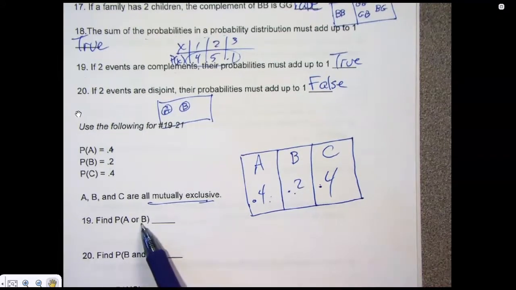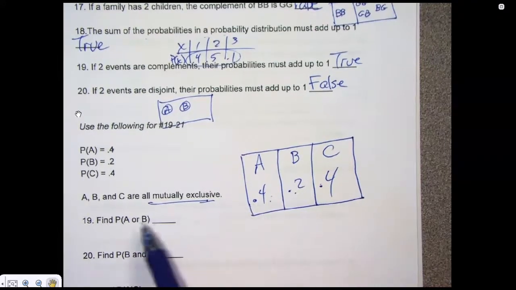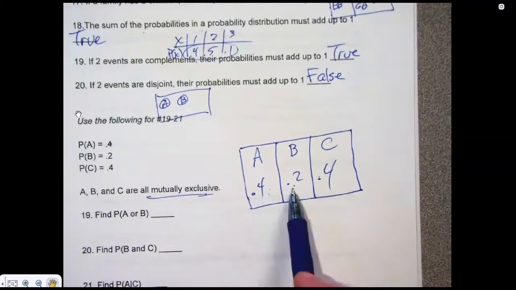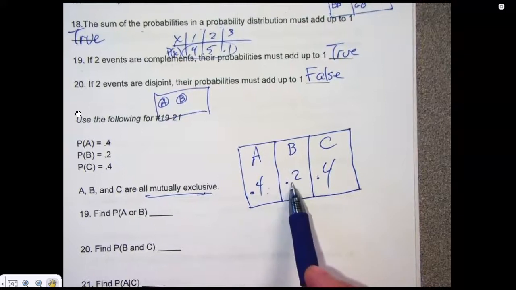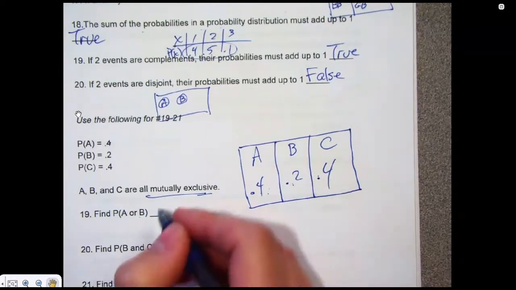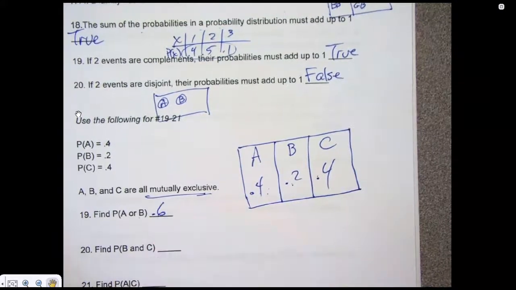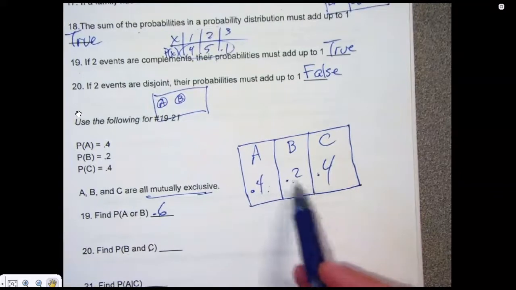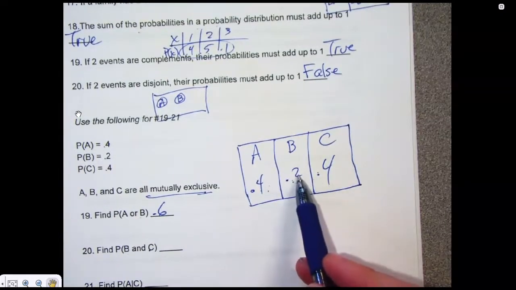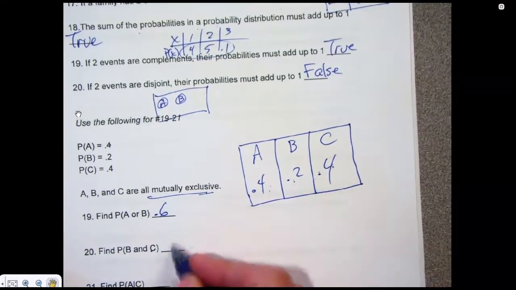So the probability of A or B, so when you're doing OR, you have to add up the two events and then subtract the overlap. So adding these two events will get 0.6, and subtracting the overlap is subtracting 0 because they cannot overlap. So this is just 0.6. Find the probability of B and C, so there's no overlap. So what's the probability you get a B in this class and a C in this class?